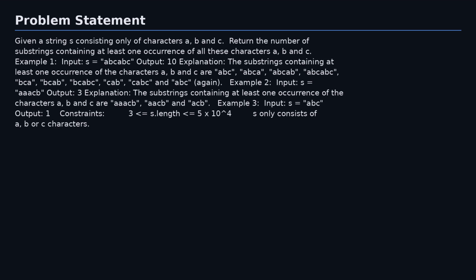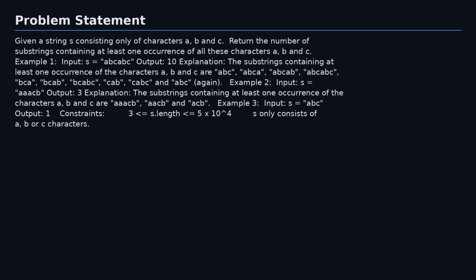The problem statement is pretty straightforward. We're given a string and we need to find the number of substrings that contain all three characters A, B, and C. The string can contain other characters as well, but we're only interested in substrings that have at least one A, one B, and one C. This is a classic problem of substring manipulation and counting, and it requires a solid understanding of string algorithms.